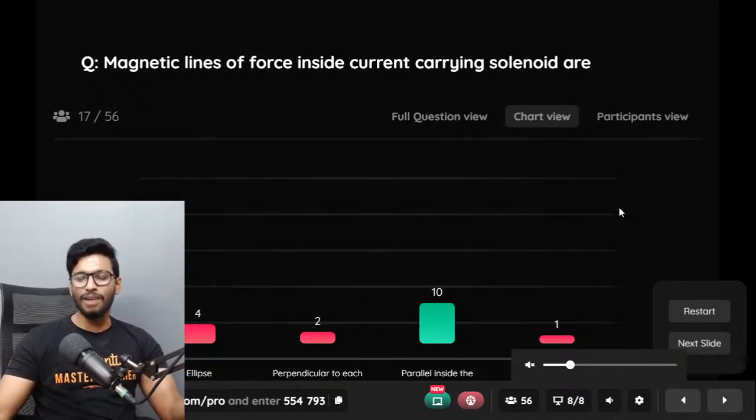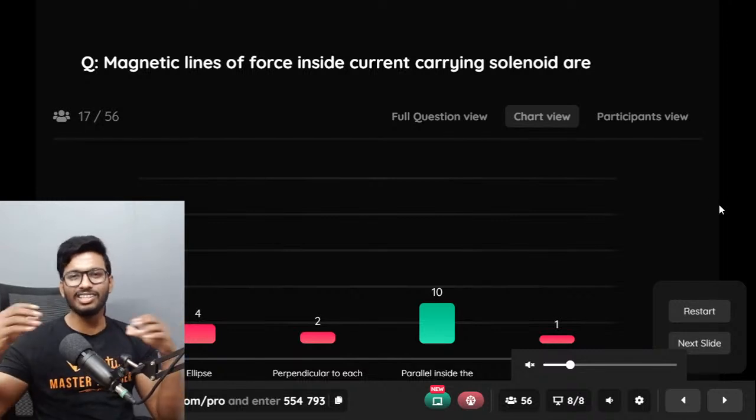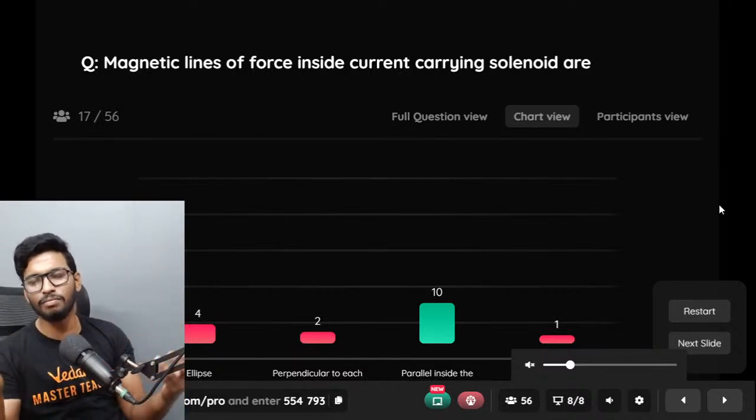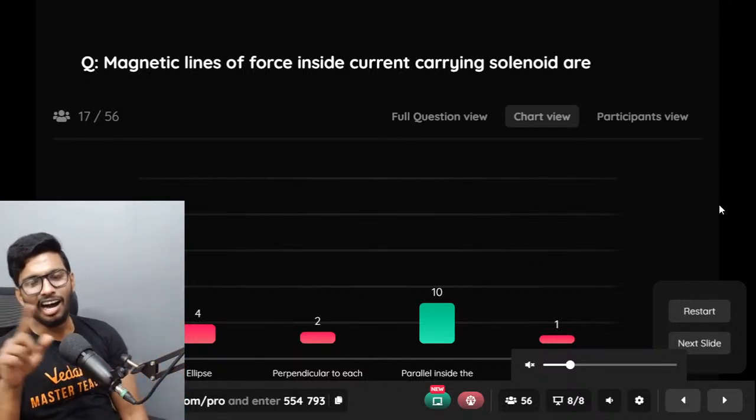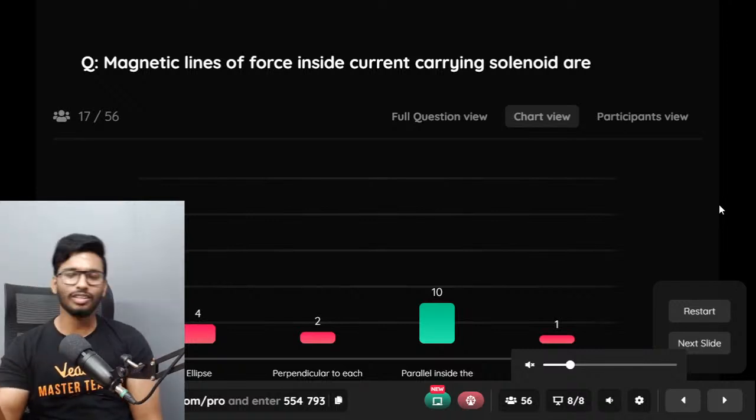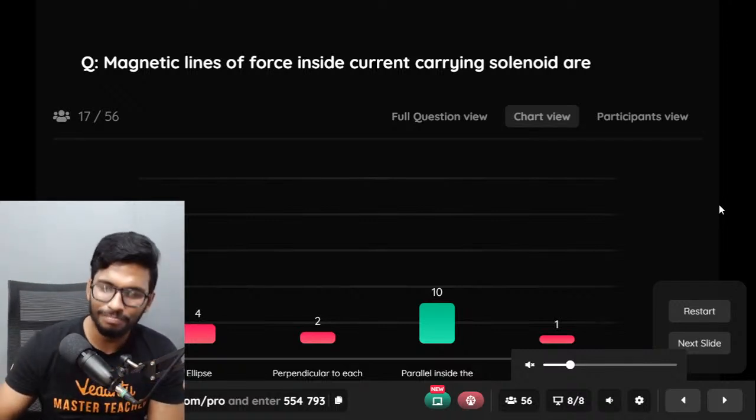But anyways, it's going to be parallel inside, so it's more or less like a bar magnet. So inside the solenoid it's going to be parallel. Outside the solenoid it's going to be circular in nature.